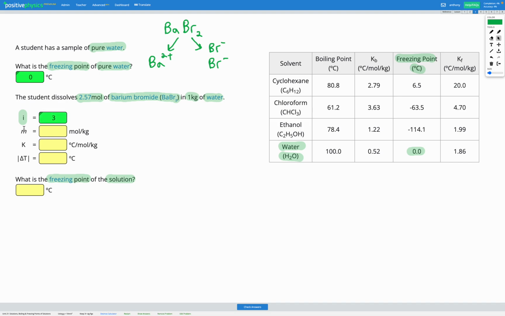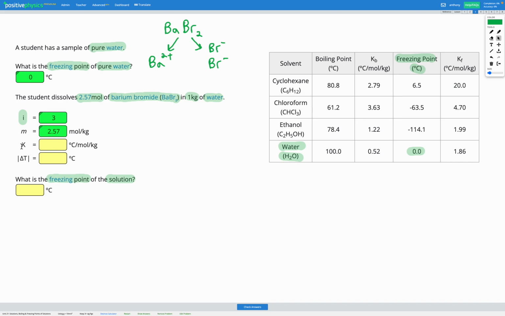Next, we have this italicized m. That stands for molality, which is similar to molarity in that it's a measurement of our concentration, but it has different units. Molarity, which we normally use, is moles per liter. But molality is moles of solute per kilogram of solvent. So here we had 2.57 moles dissolved in 1 kilogram of water. So our molality is going to be 2.57 moles per kilogram. So our molality there is 2.57.